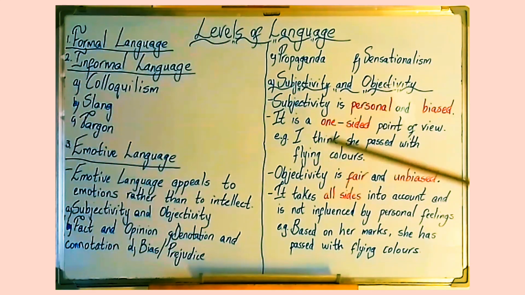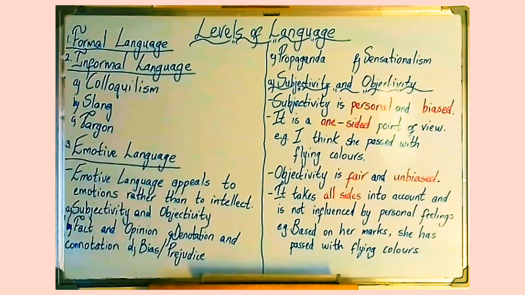For example, I think she passed with flying colors. So we are using the words I think. The fact that we are using the words I think, it is based on a person's perspective. There's no facts there. It is just a person's perspective.